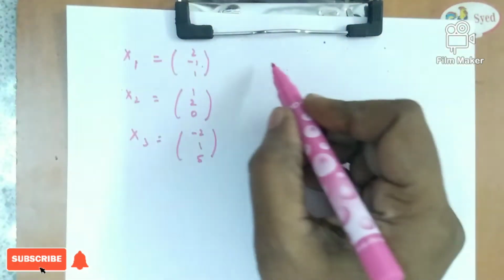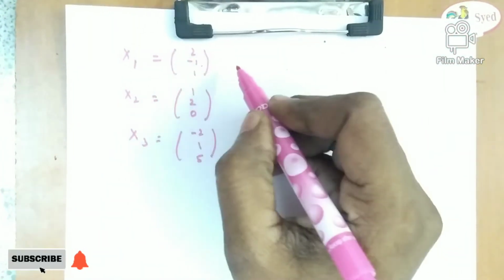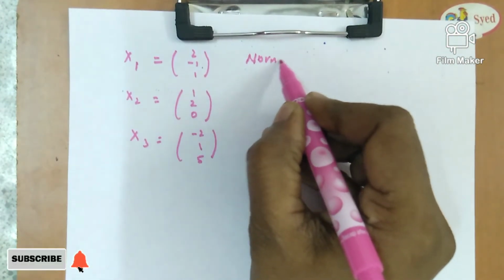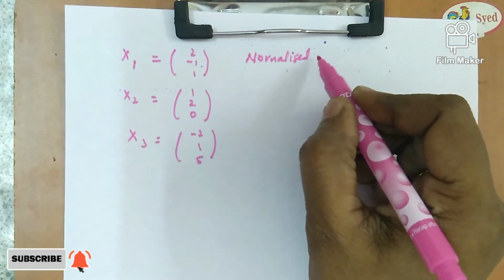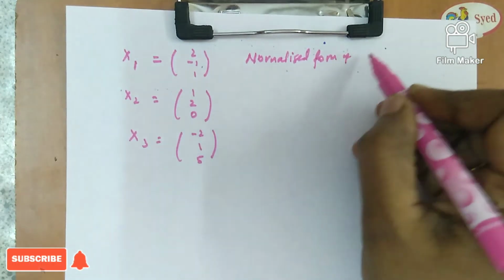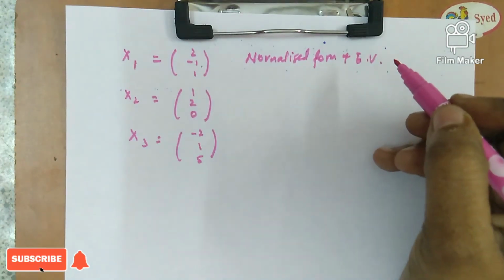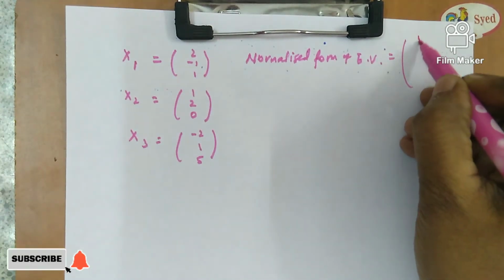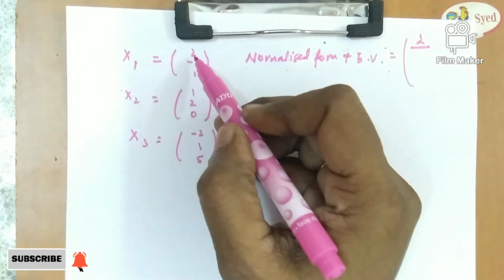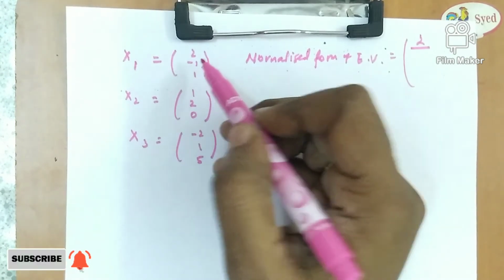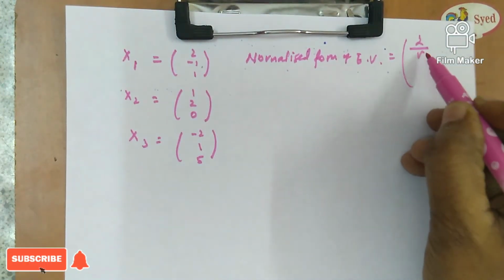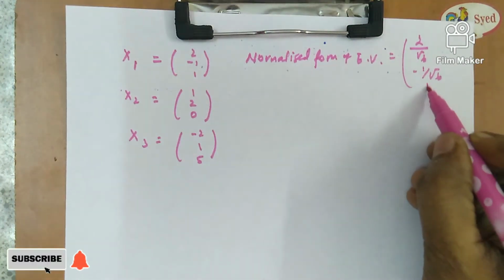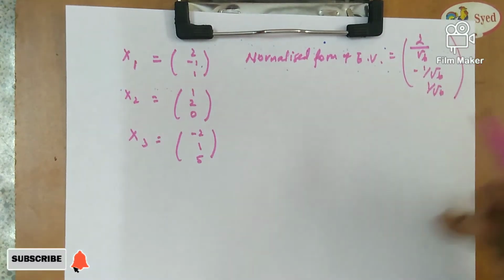So the normalized form of x1 is x1 equal to 2 by square root of 2 square plus 1 square plus 1 square, that is square root of 6. So 2 by root 6, and the next one is minus 1 by root 6. The last one is 1 by root 6. This is the normalization for the first vector.